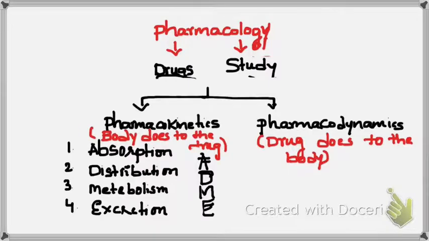In this lecture, we are going to talk about two important branches of pharmacology, that is pharmacokinetics and pharmacodynamics. So, pharmacology is nothing but study of drugs. Coming to pharmacokinetics, it's nothing but what the body does to the drug. How our body processes this drug is called pharmacokinetics, and pharmacodynamics is what the drug does to the body. So, what effect the drug gives to our body is pharmacodynamics.